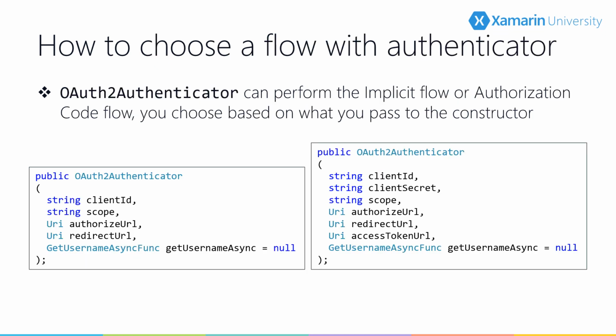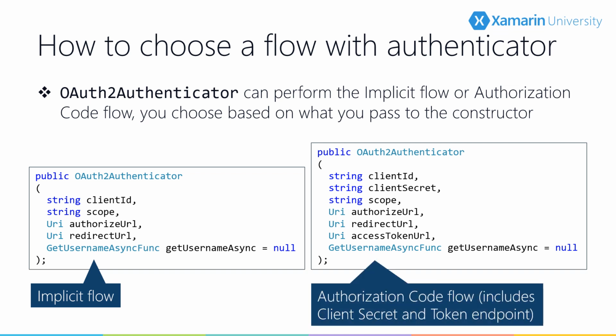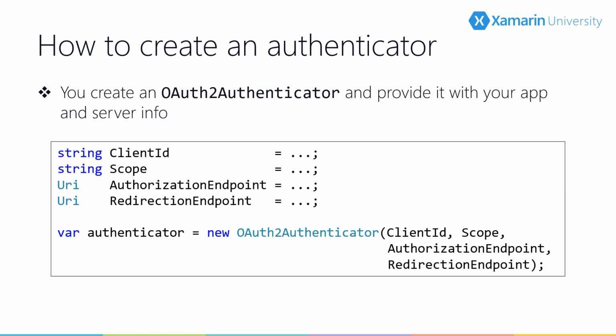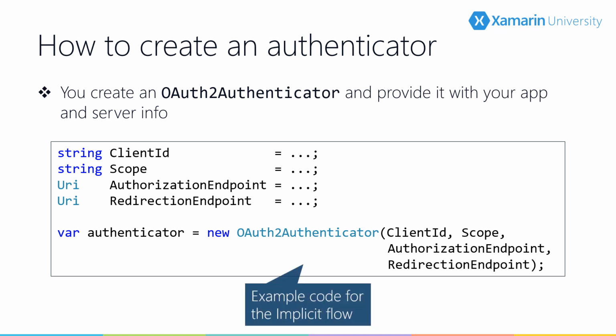Now, the OAuth2 Authenticator supports both the implicit flow and the authorization code flow. The flow is selected based on the constructor overload used to instantiate the instance. So the implicit flow requires the client ID, scope, authorization URI, and the redirection endpoint. And then we see the larger constructor, and the authorization code flow requires all of those values as well as the client secret and token endpoint URI, as we would expect. So to create an OAuth2 Authenticator, we'll just instantiate it and pass in the correct constructor values. And the example shown here is, of course, for the implicit flow.